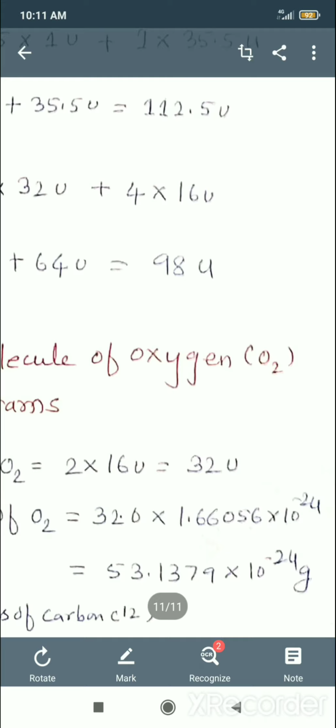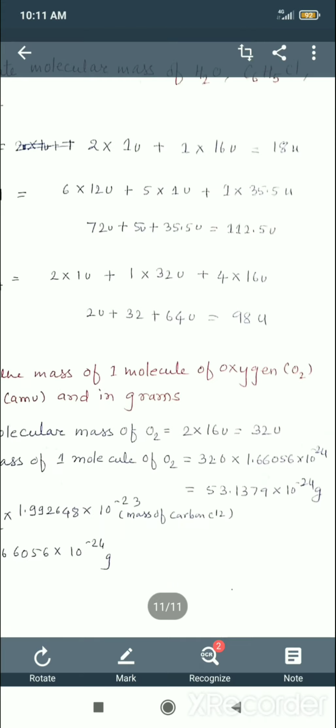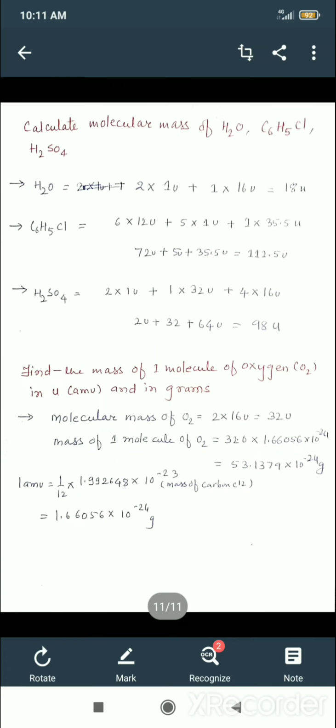You have to convert it into grams. So we are doing this. The answer is 53.1379 into 10 raised to the power minus 24 grams. So this is what we have calculated: the mass of one molecule of oxygen in grams. How many grams? That is 53.13 into 10 raised to the power minus 24 grams.